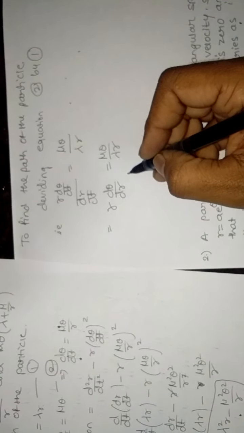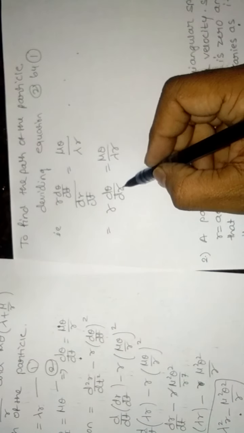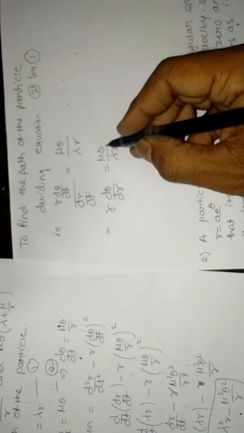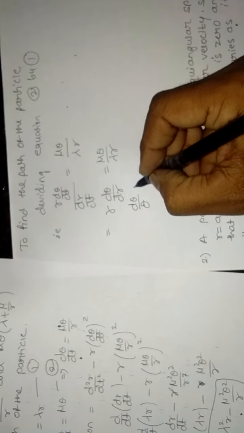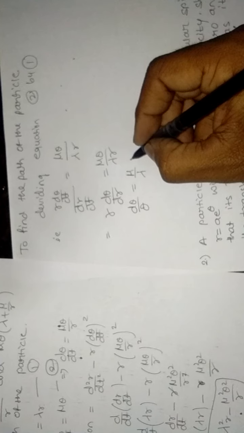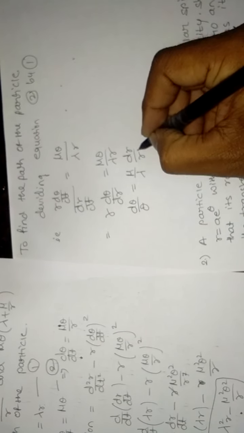Okay, so now use the variable separable method. Here theta is there, d theta is there, dr is there, r is there. So making variables separable, what we do, d theta by theta is equal to mu by lambda, so r can be taken here, mu by lambda into dr by r square.